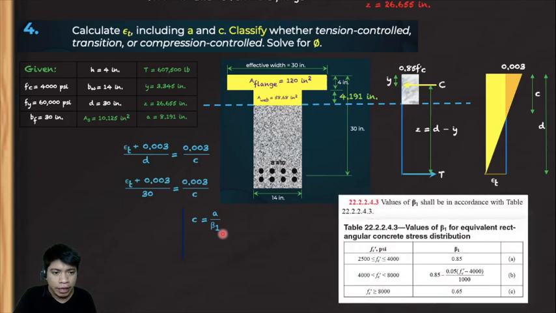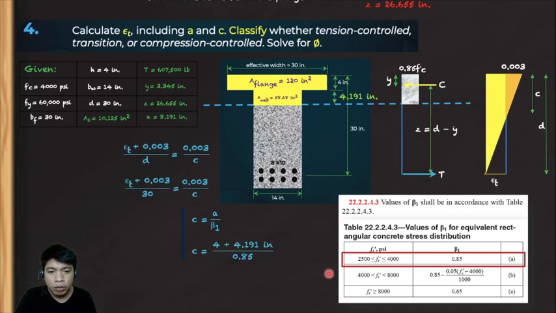Okay, so take note the beta 1 is located in table 22.2.2.4.3 in ACI 318-14, and according to them, it depends. The value of beta 1 depends on the value of f sub c prime, and our value of f sub c prime is 4,000 psi, so it means our value of beta 1 is 0.85 because it is equal to 4,000 psi, our f sub c prime. Okay, so again, we can substitute now.